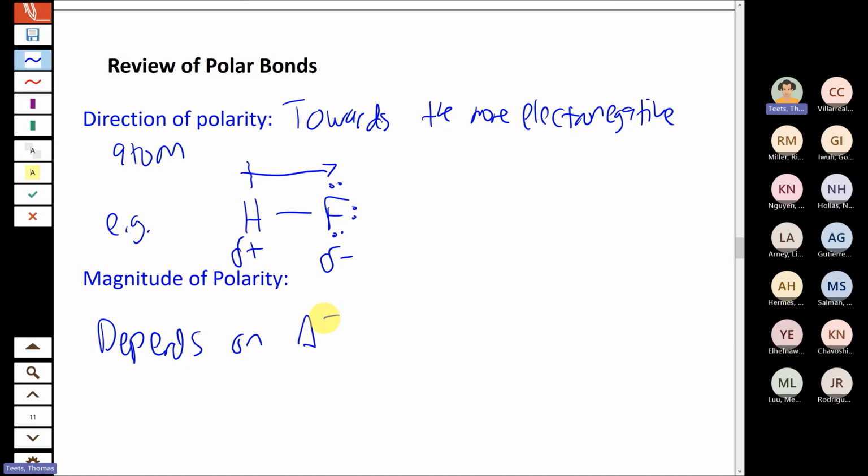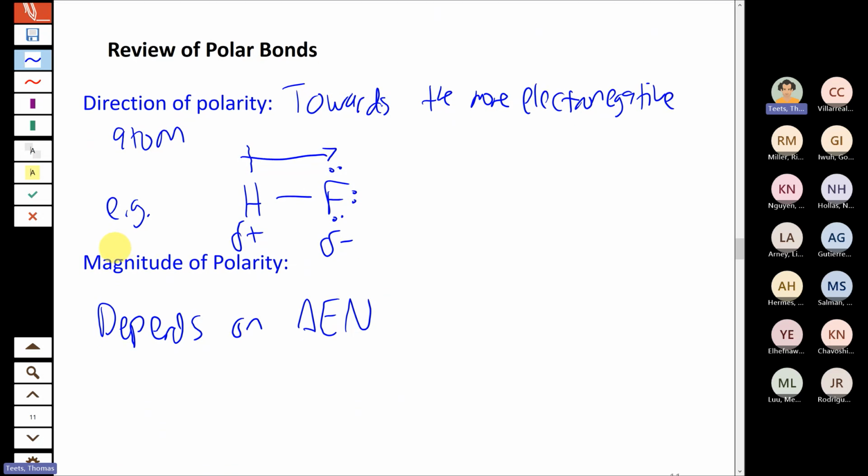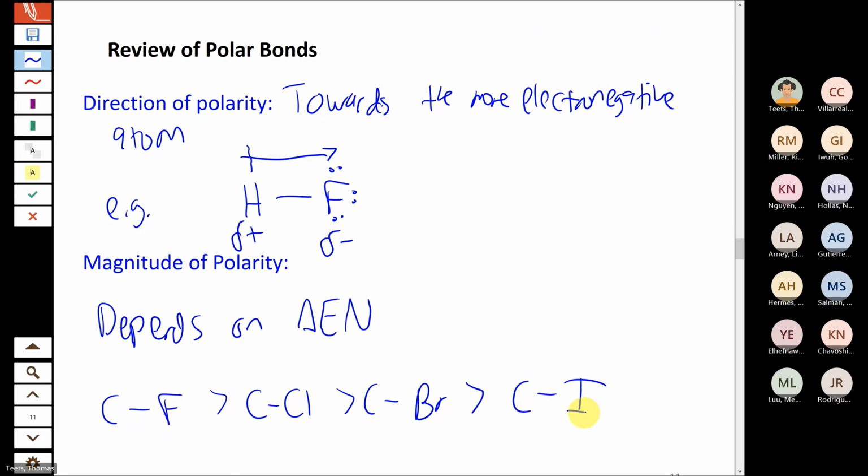the difference in electronegativity, which we often abbreviate as delta EN. The difference in electronegativity between the two atoms. So if we have carbon bonded to all of the halogens, the bond polarity is going to decrease as we move down the series because the electronegativity of the halogens decreases. So we have carbon bonded to all of them. This one's going to be the most polar because there's the biggest difference in electronegativity between carbon and fluorine.